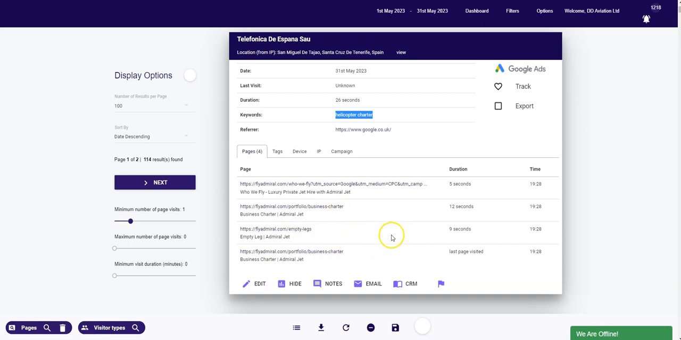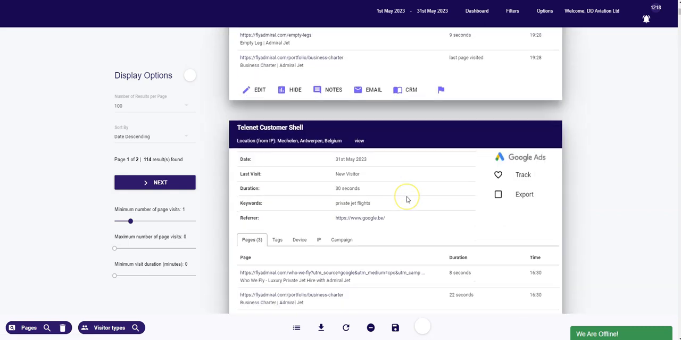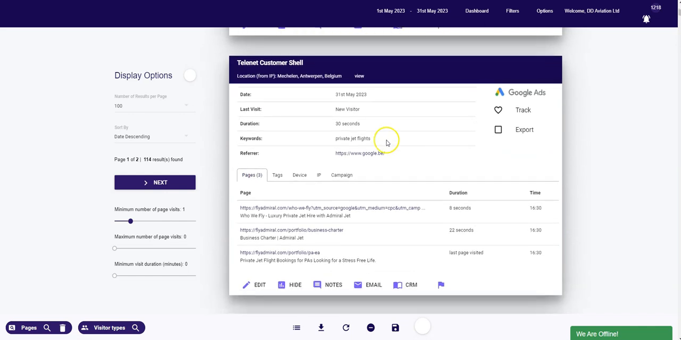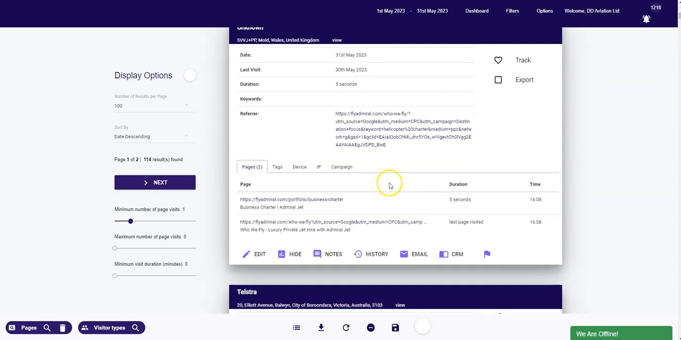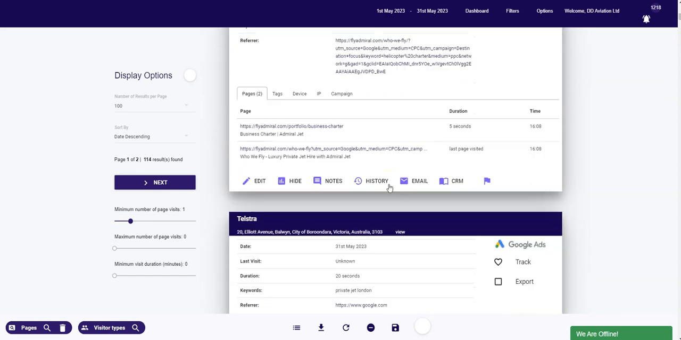Now we're not going to go into detail at this point. We're just trying to get a general feel for what happens to the people once they get to this Business Charter page. This person here, private jet flights, landed on this page called Who We Fly. And they went to Business Charter, went to another page, and that was it. Now on this particular website, when they get to an inquiry page, it would show in the details. And if they submitted an inquiry, it would also show. So all the time it's not, then we ask questions about why that's not happening.